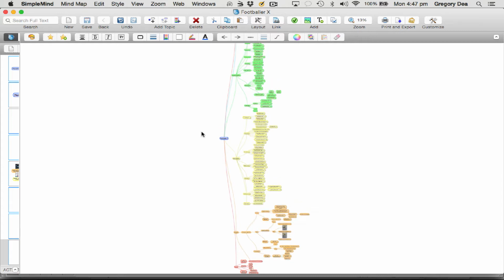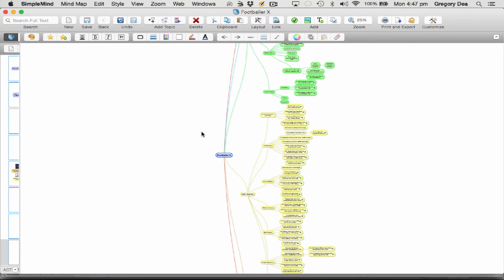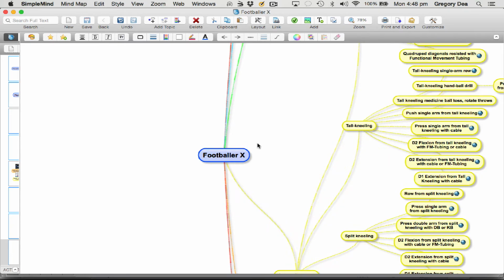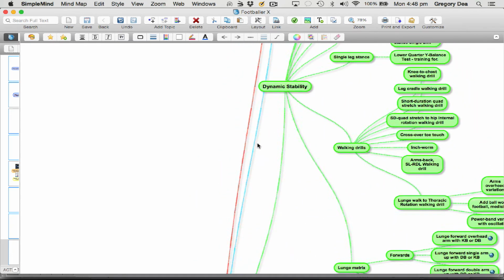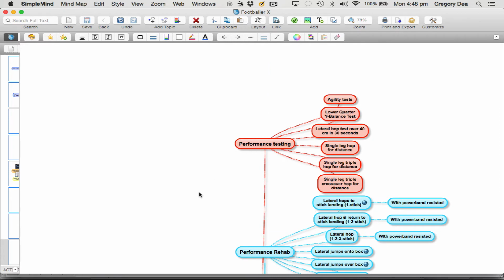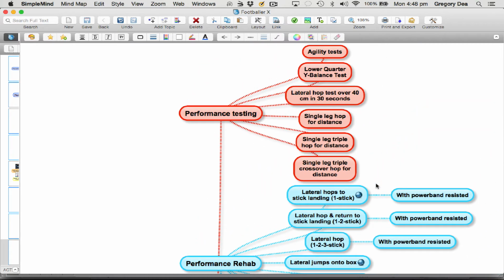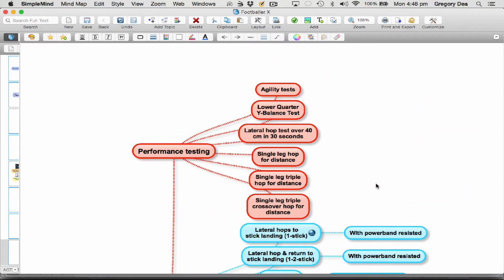So this is a schematic. You can't read that right now, but I'm going to zoom in and show you what's going on. So we've got a particular footballer. We want to take this footballer to a point where they can pass certain tests to demonstrate that they are meeting the goals that they want, which was to be better at agility, but they're currently suffering a back injury.